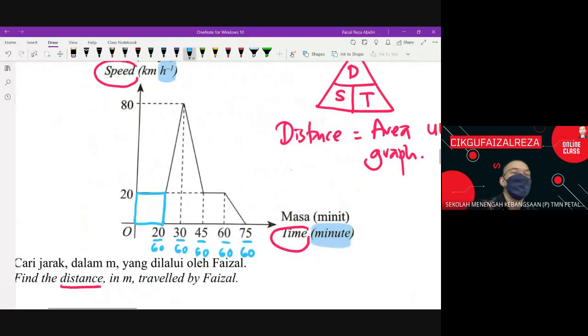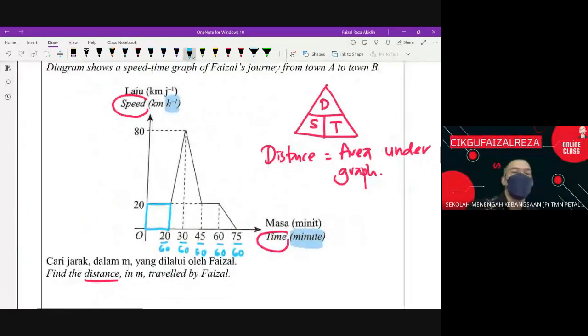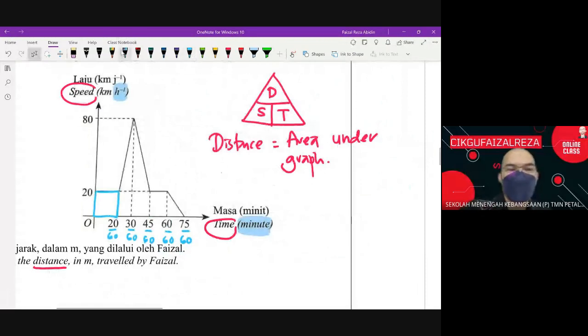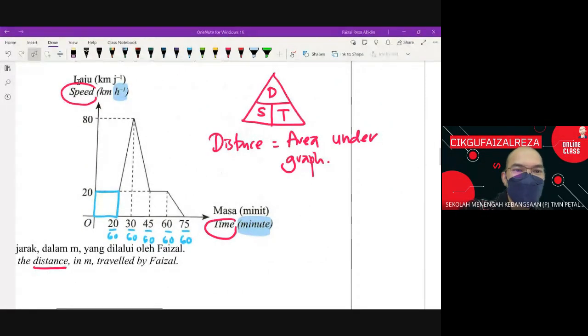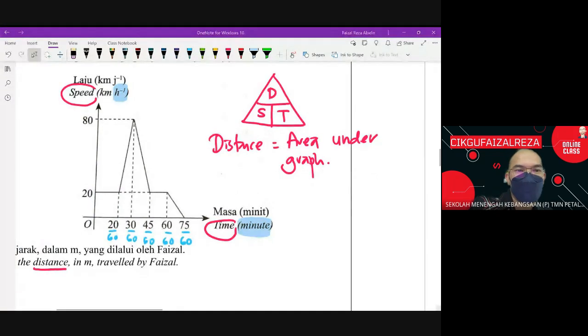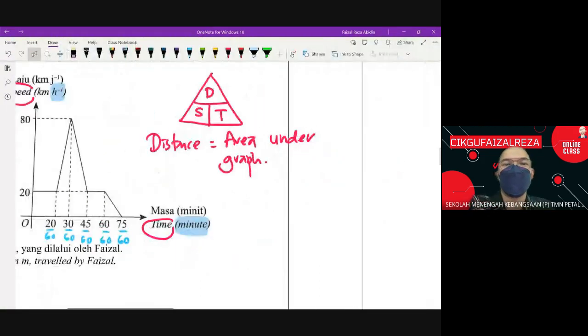So, for the first one over here, you are going to get, alamak, tak cukup tempat lah, kejap eh. Ambil. Alamak, sekejap. Kojap. Okay. Sekejap ya. Okay.